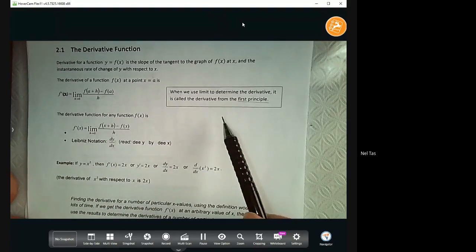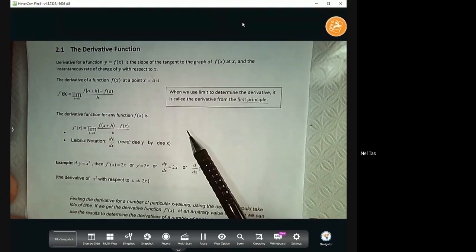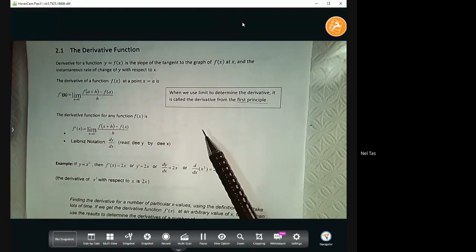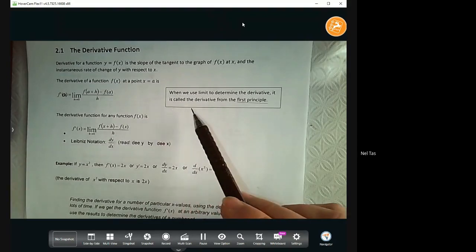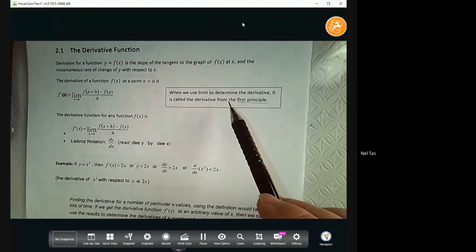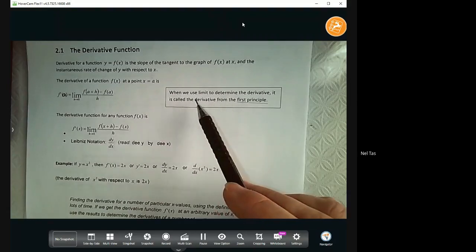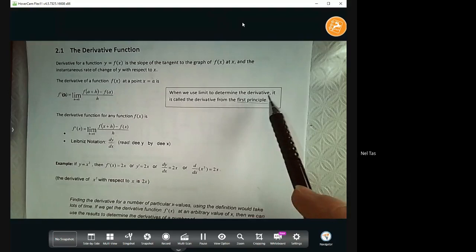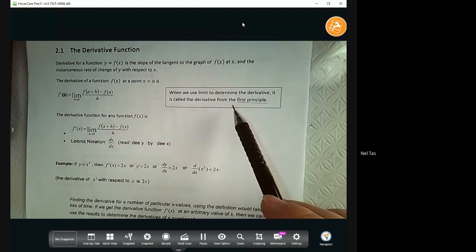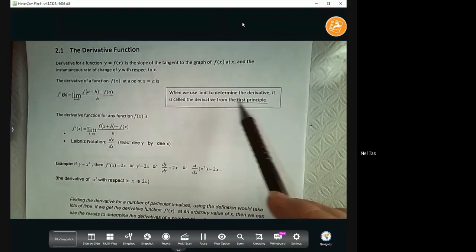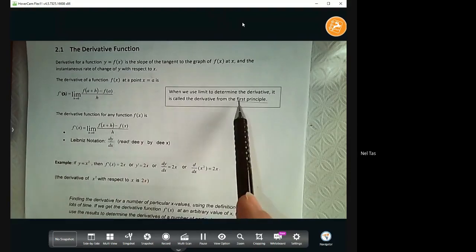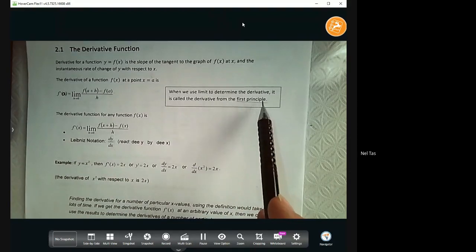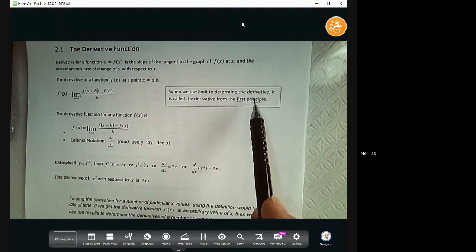With chapter 2, we are going to look at shortcuts when taking derivatives. But 2.1 is doing the derivative using the first principle. When we use the limit to determine the derivative, it is called the derivative from first principles. If the question asks you to take the derivative using first principles, then you use the limit.